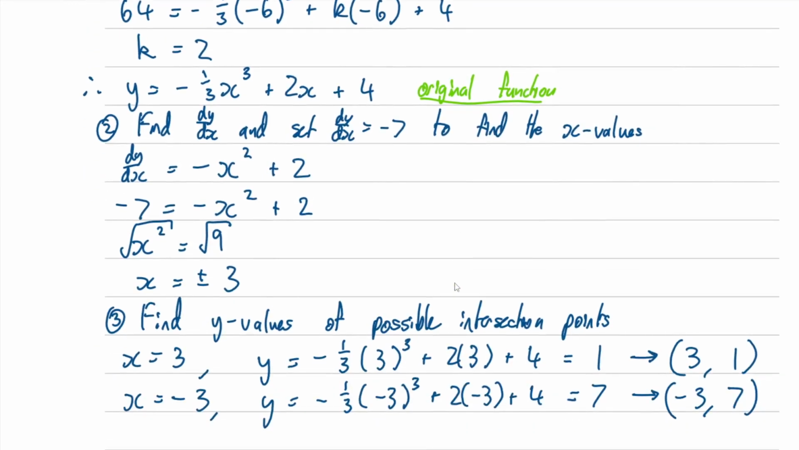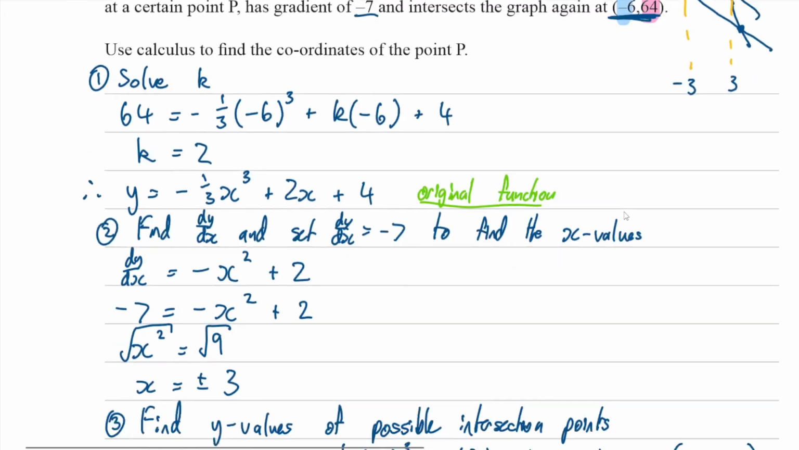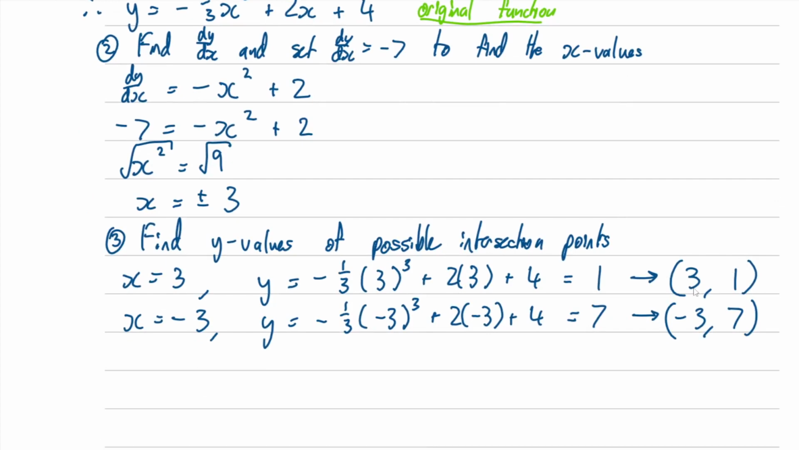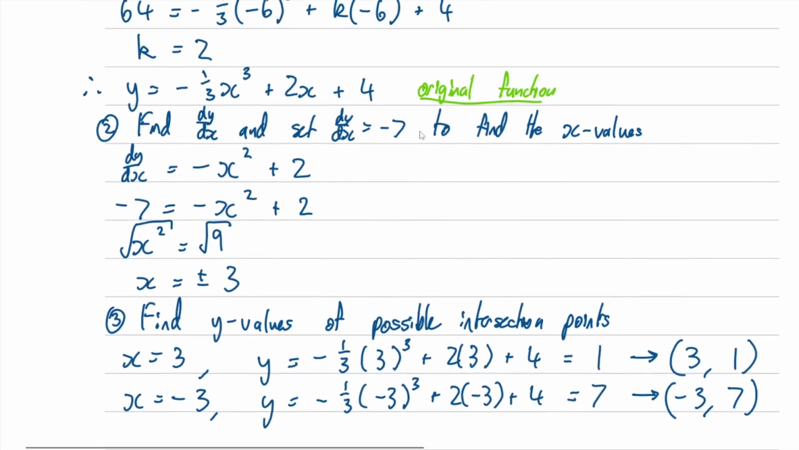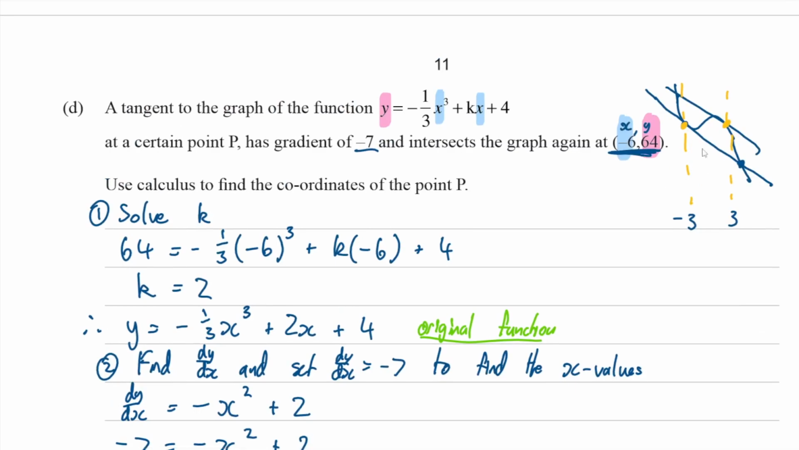So we have two possible intersection points. How do we know which one to choose? They're both contenders at the moment. We know that the tangent line intersects or crosses the point (-6, 64). So what we can do is find the equation of the tangent lines, because we have a point and we know the gradient's minus 7. So gradient and a point, we can find the equation and then check that it goes through this other point.